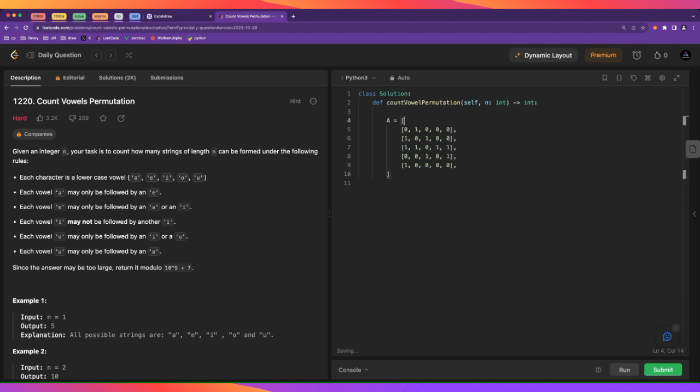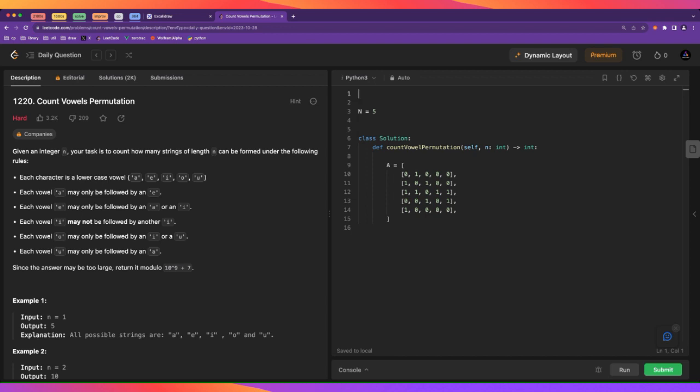Alright, so this is our matrix. Notice that all the matrices here are going to be square matrices of size 5, so let's have a convenient constant for that. Also, we're going to do the operations modulo 10 to the 9 plus 7. So those are our constants.